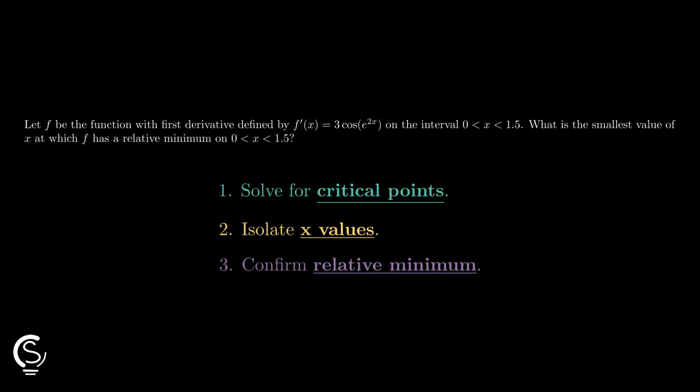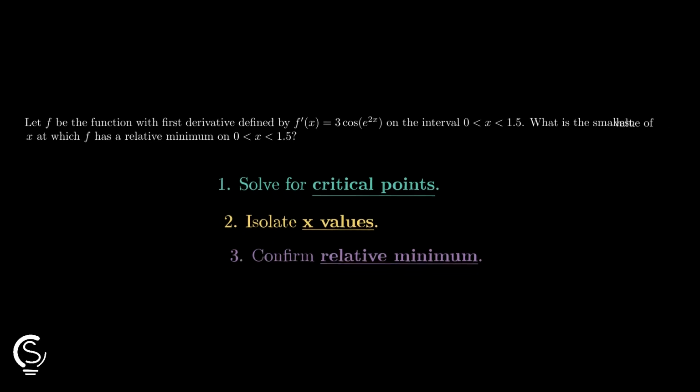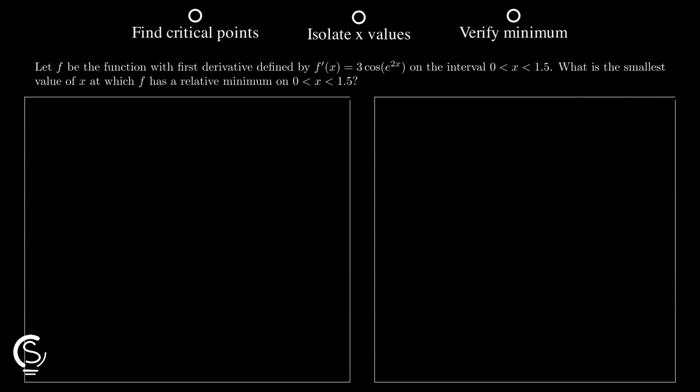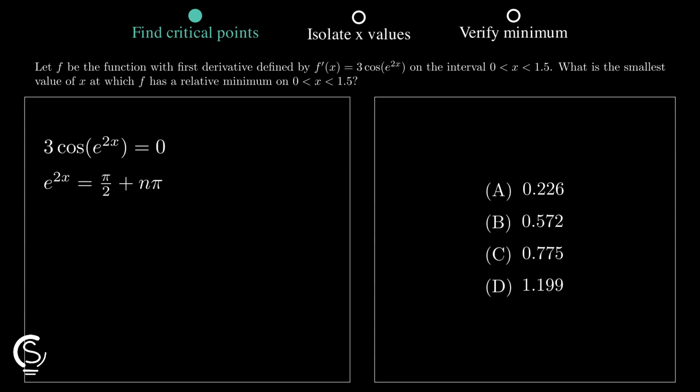Calculus problems like this one look intimidating, but we can solve them quickly by finding critical points and testing the interval to identify the relative minimum. To find critical points, set the derivative equal to 0. Since the cosine of an angle is 0 at odd multiples of pi over 2, we set the inner term accordingly.